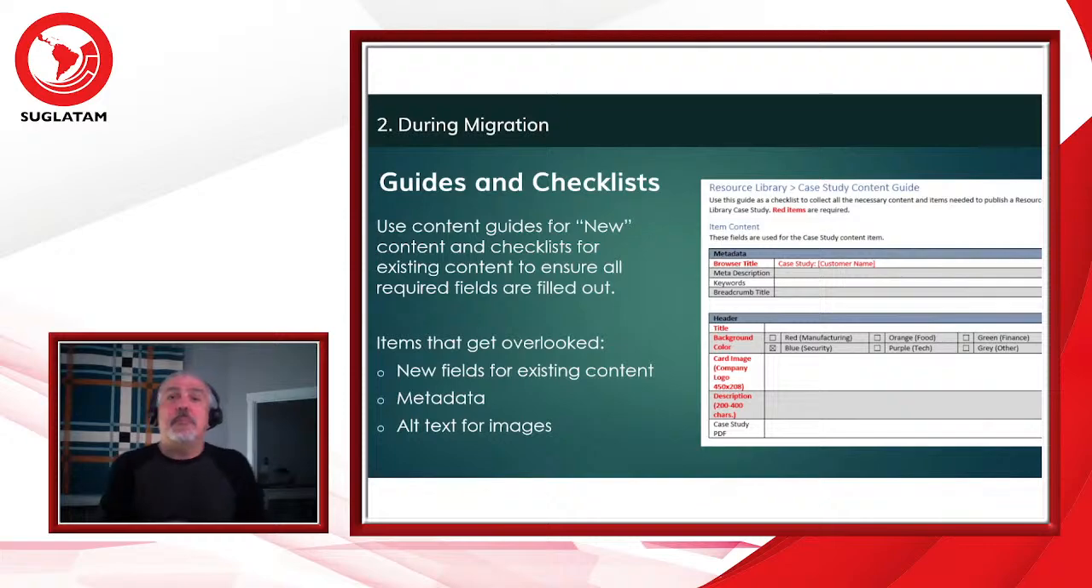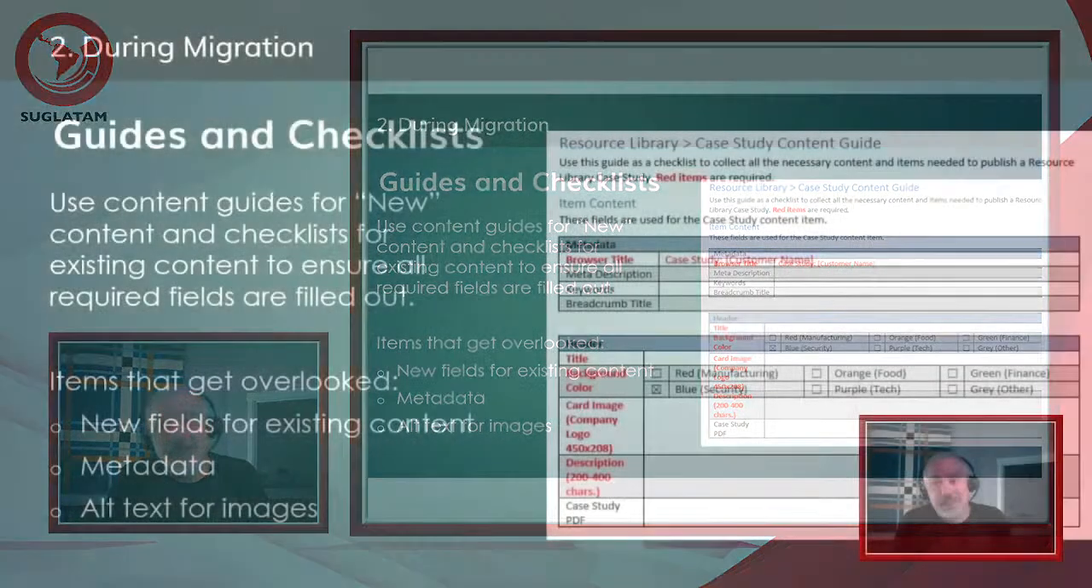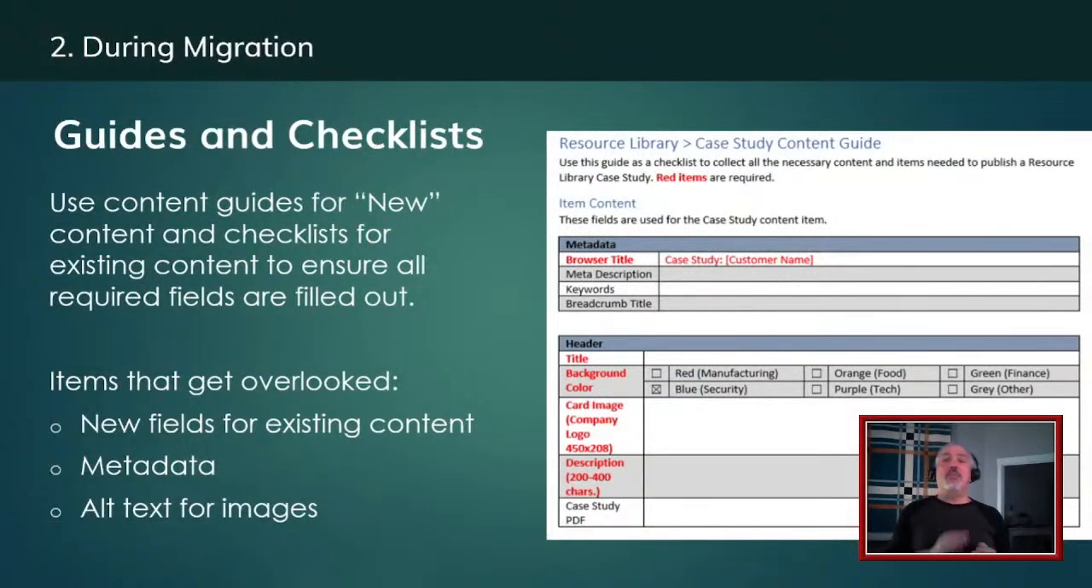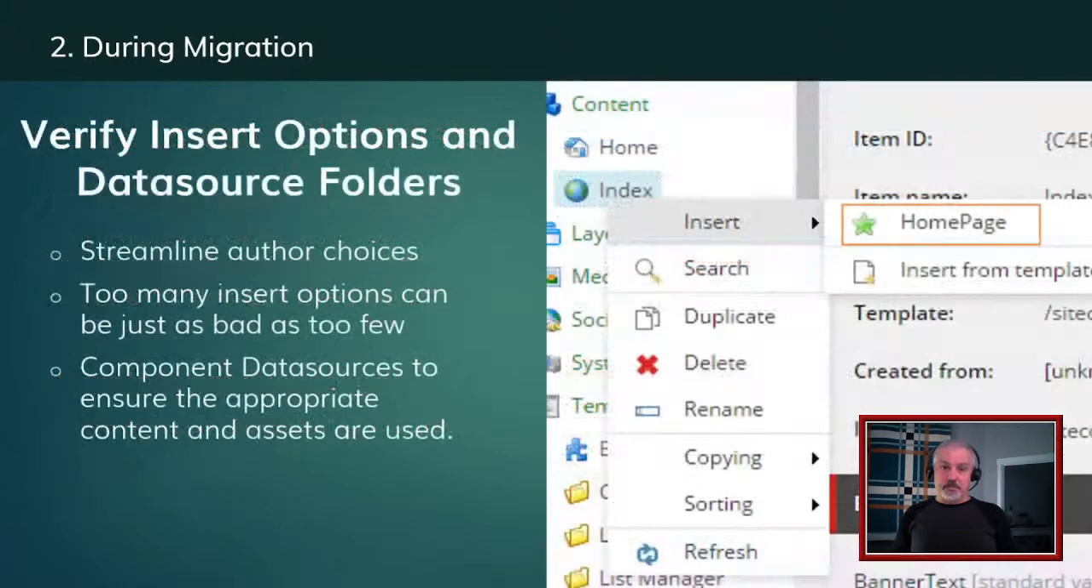New fields being introduced during the migration of existing content are commonly overlooked. So a way to shave down the corners on square pegs is with guides. If you construct content guides for new items and checklists to verify against existing items, it'll help ensure that all the required fields and parts for your components get filled out. It's also your opportunity to add in missing metadata for pages or alt tags for images.